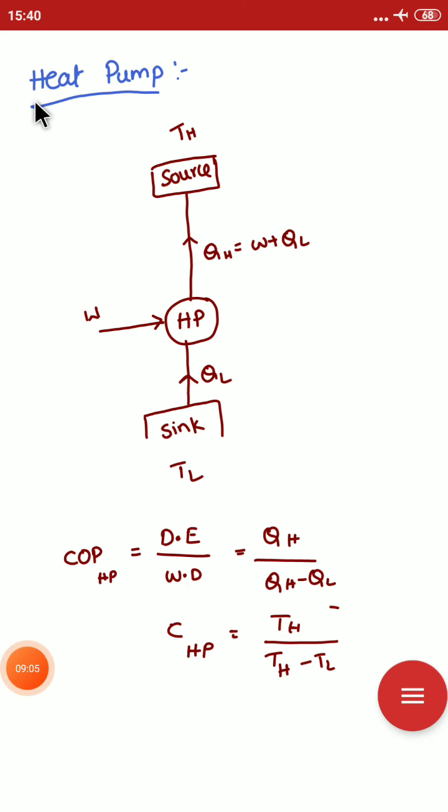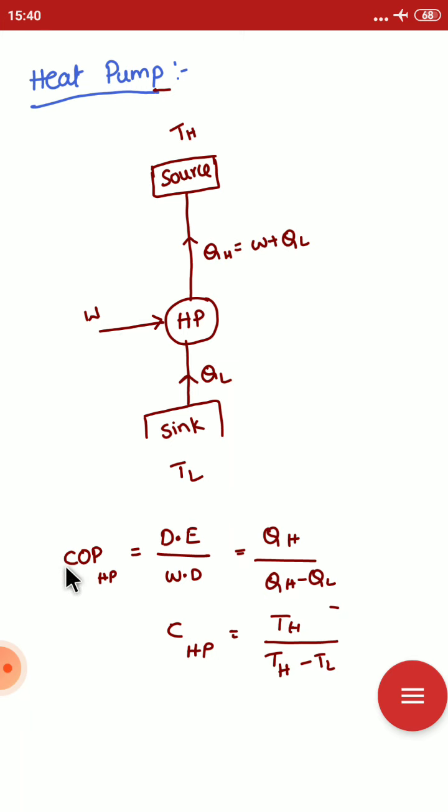Similarly, the next device is the heat pump. The heat pump is also a cyclically operating device which extracts energy from the low temperature body and rejects energy as heat to the high temperature body. That is the object of the heat pump.